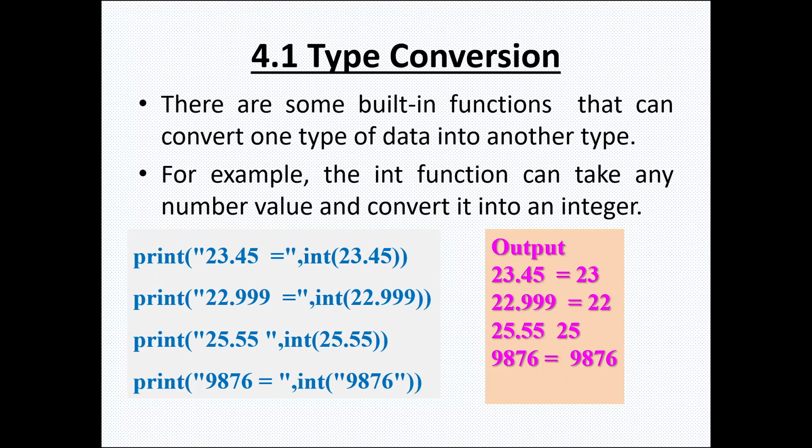Type conversion. There are some built-in functions that can convert one type of data into another type. For example, int function can take any number value and convert it into an integer. In this example, int of 23.45 returns the integer value 23.